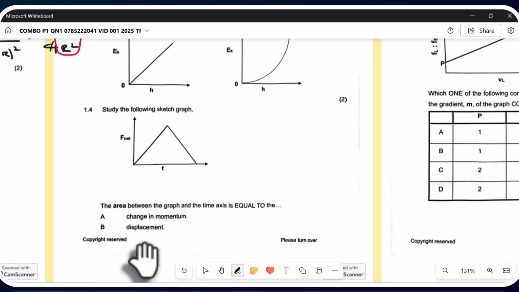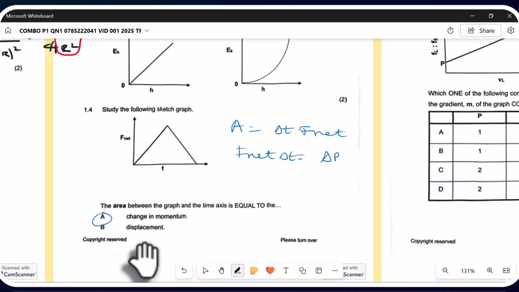Our E kinetic is given by 1 over 2 times the mass of the body times the velocity squared. So we're looking for the mass. Multiply by 2, so 2E equals mv squared. Looking for the mass, so divide by v squared. So the mass in kg is going to be 2E over v squared, which you see is here now, right? So it's going to be D.